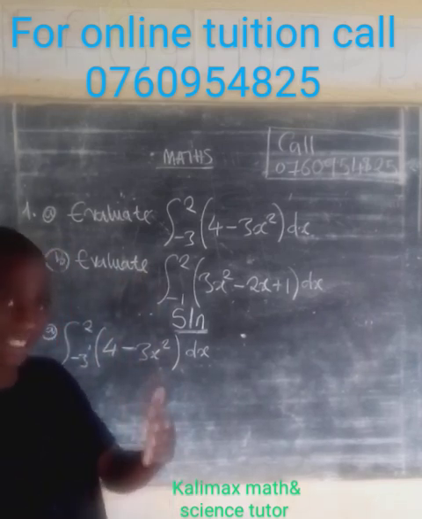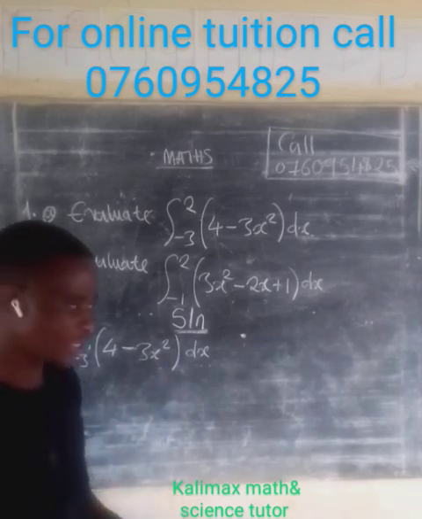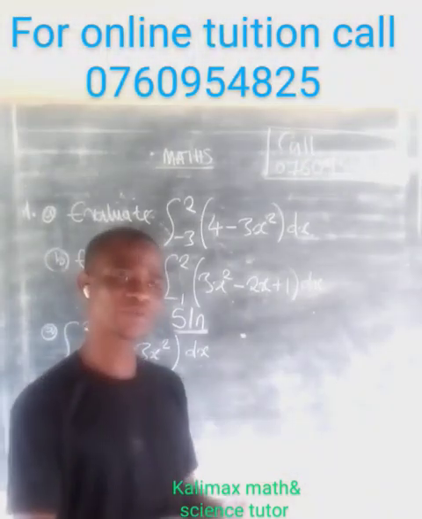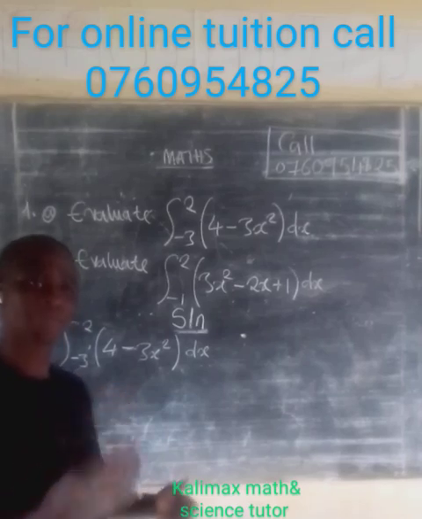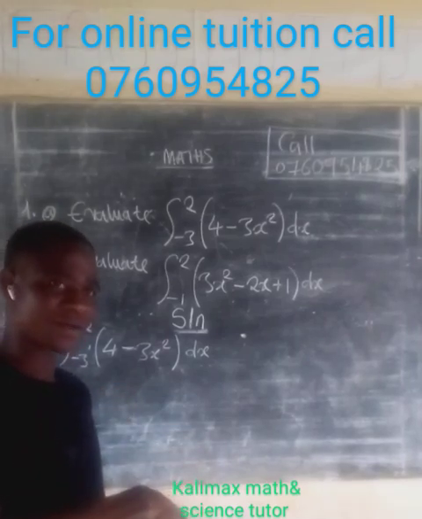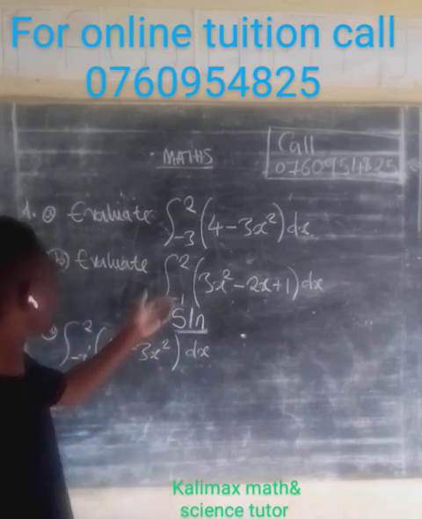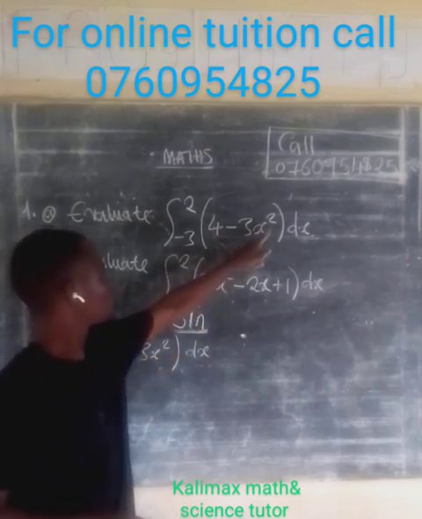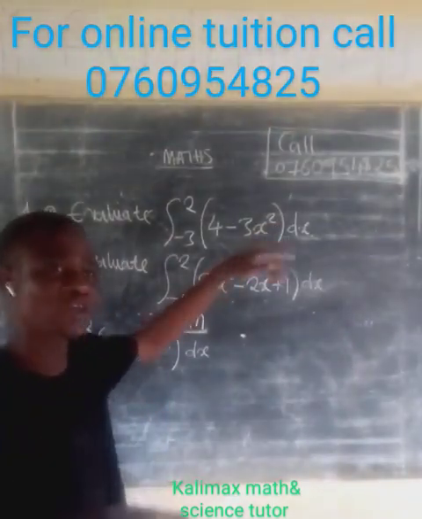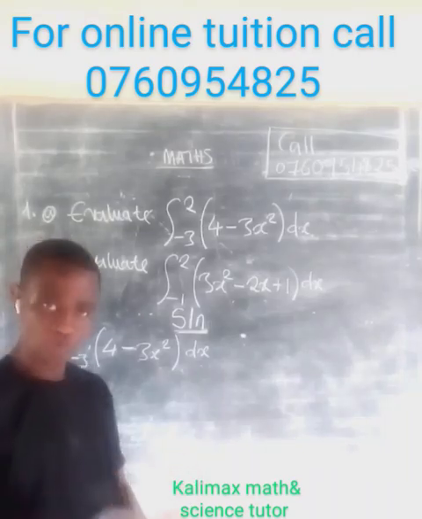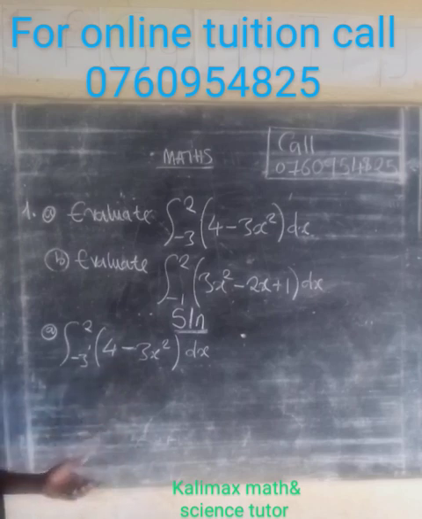Integration is just the opposite of differentiation. When we are differentiating, to the power we subtract 1. But with this one, we add 1 to the power. What I mean is, like here, we have x power 2. To this 2, we add 1, and also we divide by the new power. So let's start with question A.